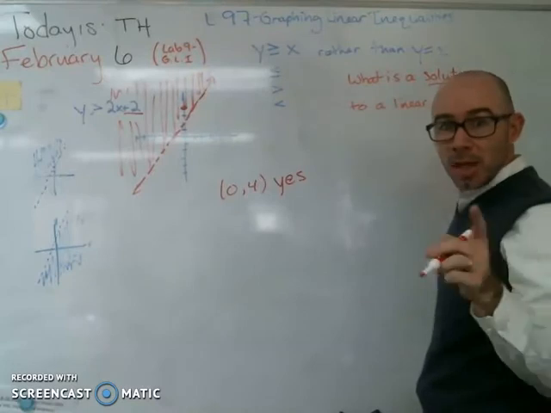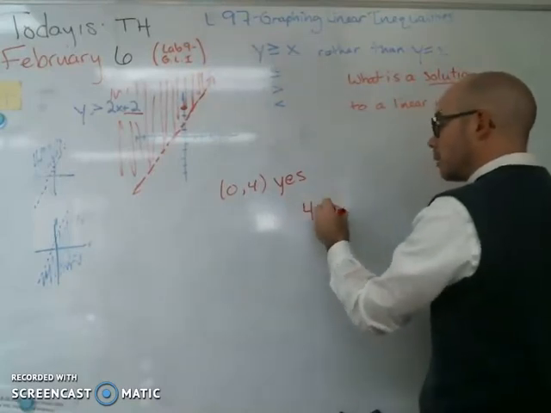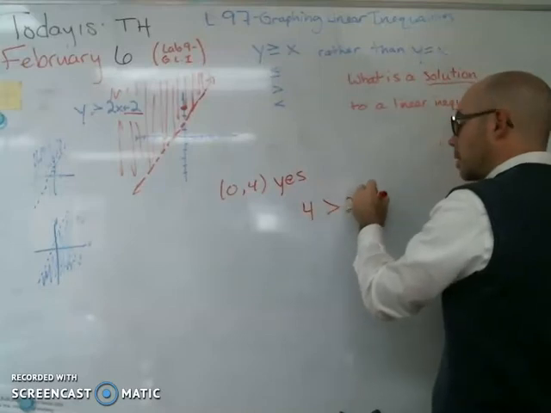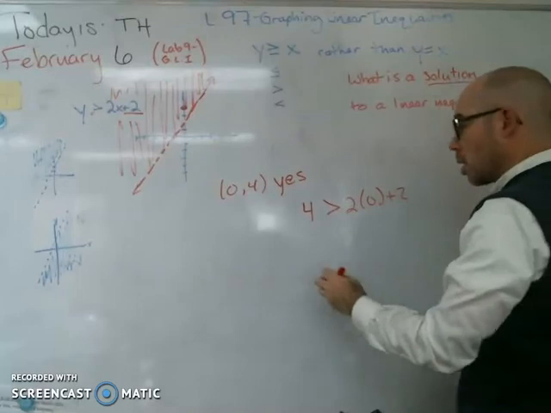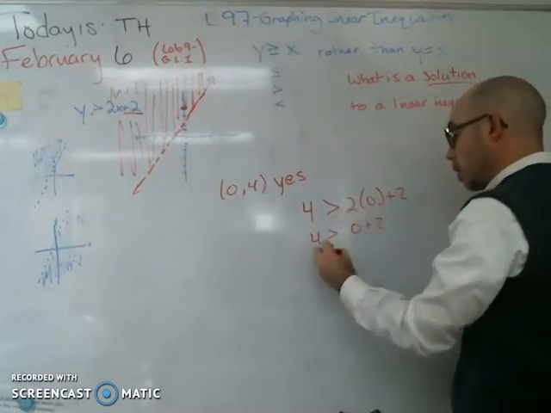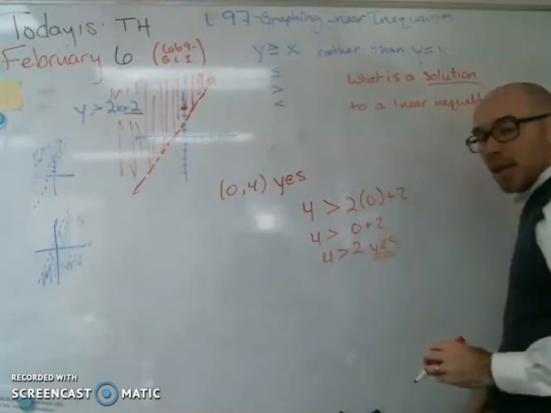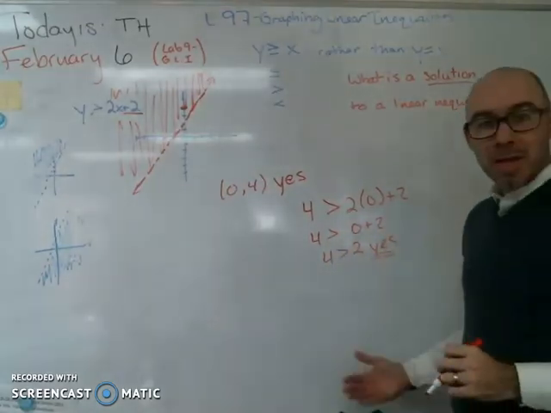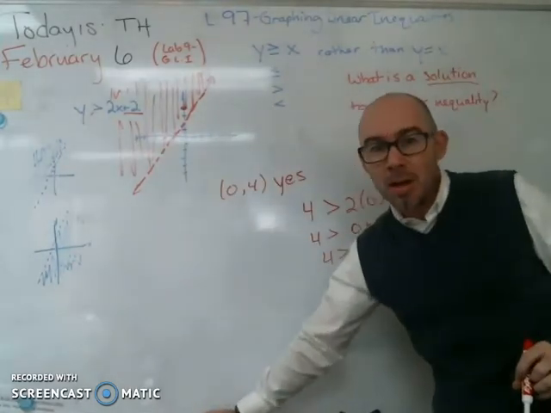And I would double check this with the math, and I would say, when y is 4 and when x is 0, is this still true? Well, is 4 greater than 0 plus 2? Is 4 greater than 2? We'd say, yes, that is true. And so, yes, that is a solution to this particular inequality.